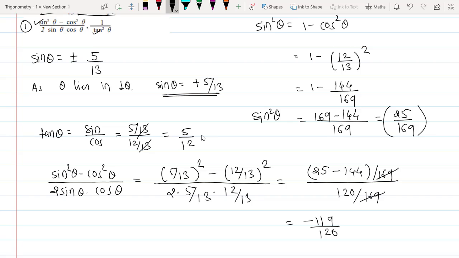हो. कुछ गडबड हो गया क्या? बरोबर आहे. It's minus 119 upon 120. कुठल्या स्टेपमध्ये डाऊट आहे कोणाला? सगळं समजलं? हो. हे बघा, इथून तुम्ही समजू शकता. The only task was to find out the sin theta and cos theta. Now you have the value of tan. Substitute in this 1/tan square, you will get the answer.